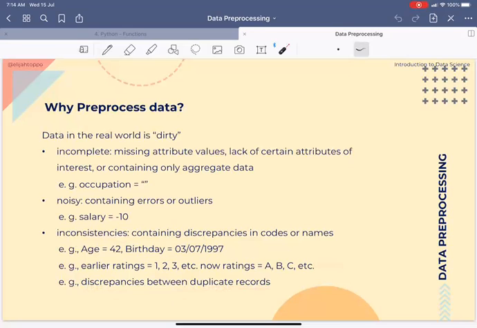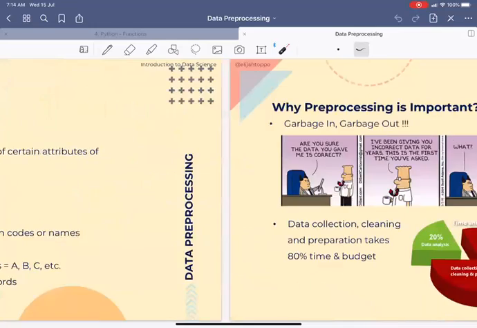You have records and you've got confirmation in multiple places, but the copies of the duplicate records are not exactly the same. There are some differences there.